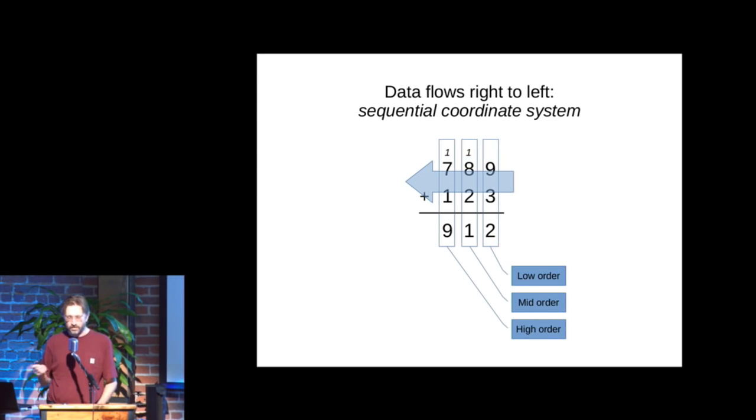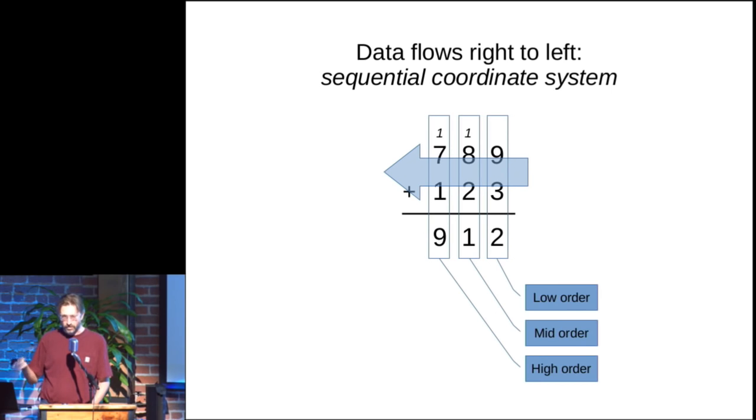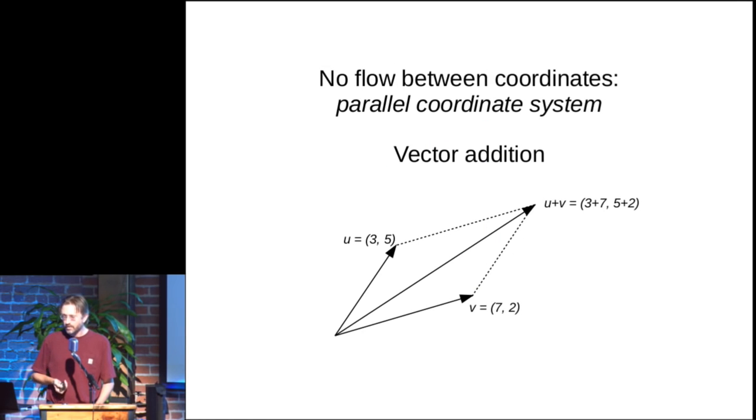The important thing to notice about this is that data only flows from right to left. It's only going in one direction. You do everything in the low order digit independently of everything else. Then you move to the second digit, the mid order digit, and it depends on the low order digit, but nothing else. And then you proceed on up to the next higher digits and so on. So this is called a sequential coordinate system. And that's in contrast to a parallel coordinate system where there is no data flow among the coordinates. You can compute in each coordinate independently of the others.